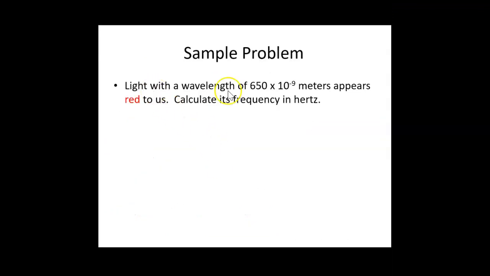Here's our first problem. It says a light with a wavelength of 650 times 10 to the negative 9th meters appears red to us. Calculate its frequency. Okay, so what you're going to do is here's a piece of paper. You're going to calculate the frequency.